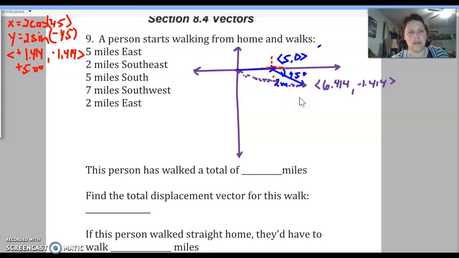Okay? All right, next. She is going to go 5 miles south. So 5 miles south is going to be straight down.